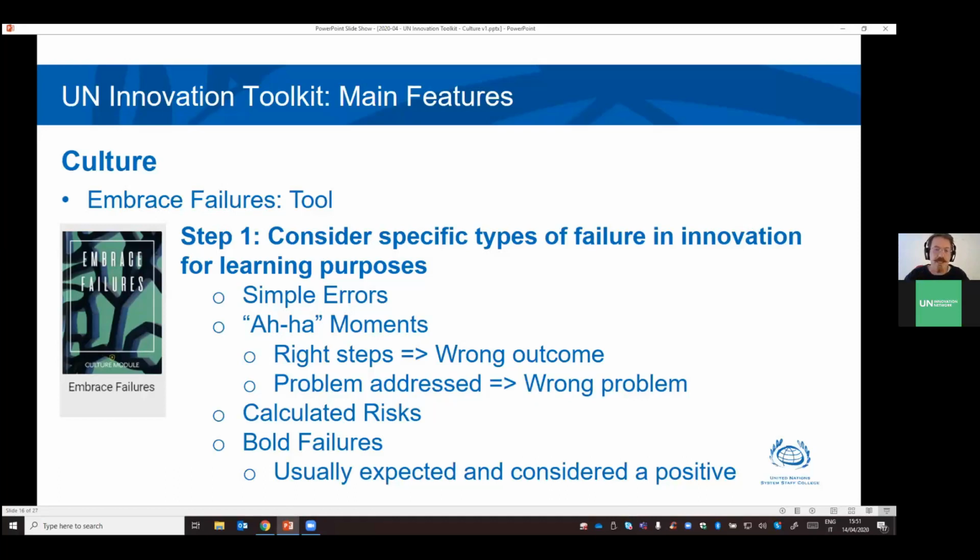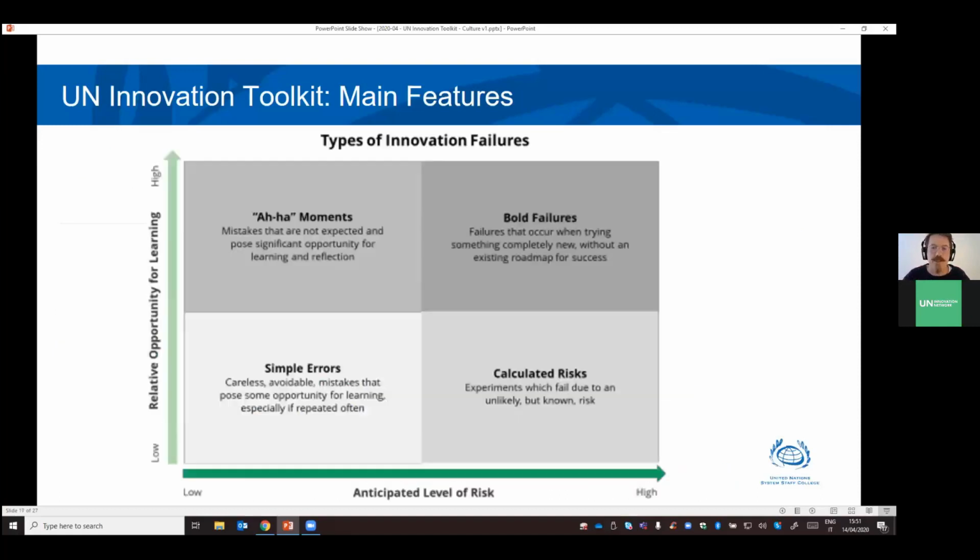The third level is calculated risks. The fourth is bold failures. Now, this idea of bold failures, I'll go into a little bit more on the next slide, are usually expected and are considered a positive. Now this, I accept that the font is a little hard to read. I've made it as big as I was brave enough to do.